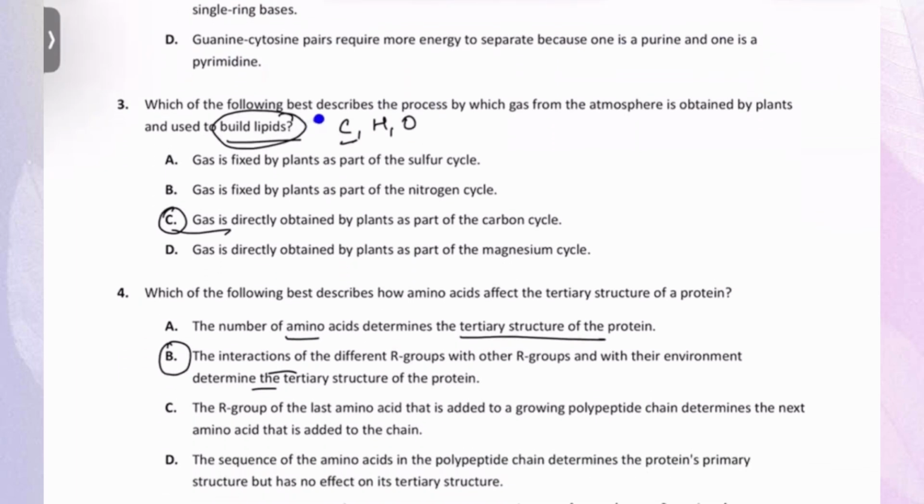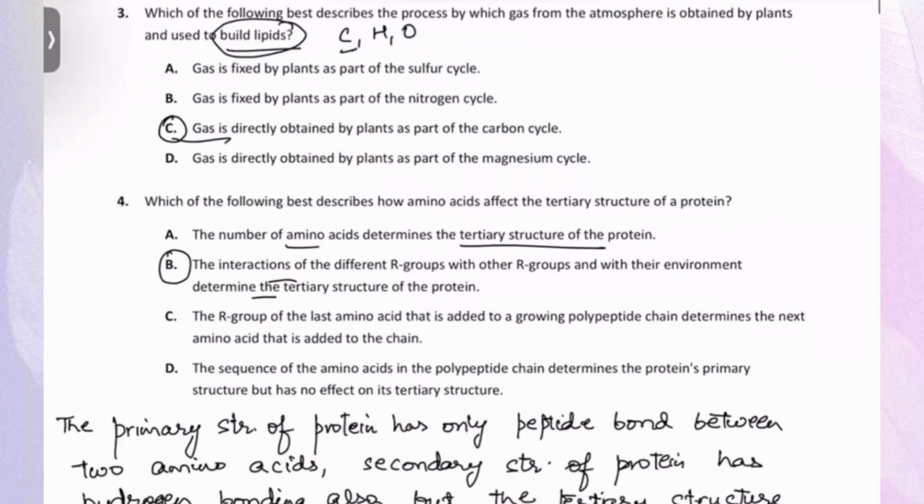Next, which of the following best describes the process by which gas from the atmosphere is obtained by plants and used to build lipids? So the gas is directly obtained by plants as a part of the carbon cycle, because lipids are made up of carbon, hydrogen, and oxygen. That's why. Whereas the sulfur cycle and nitrogen cycle are not required. The magnesium cycle is also not required. The most important component of lipid is carbon because it's an organic molecule.